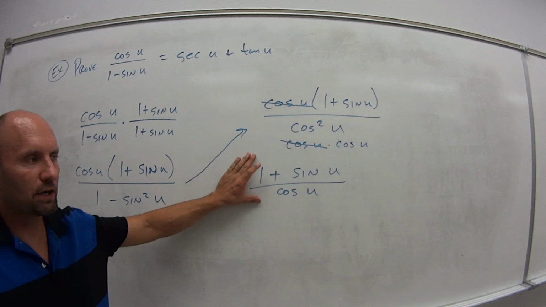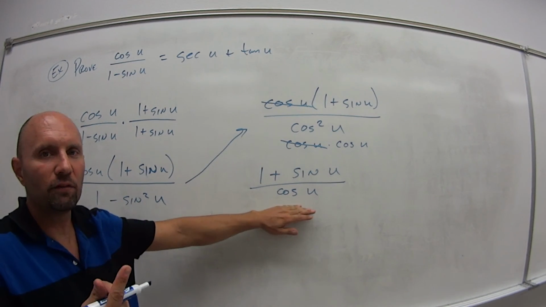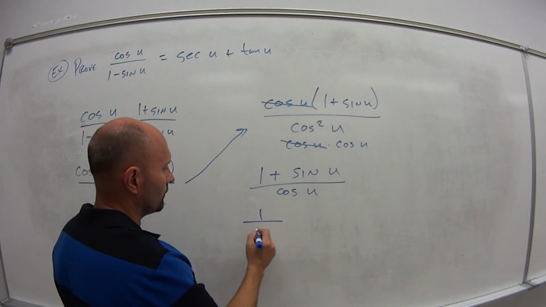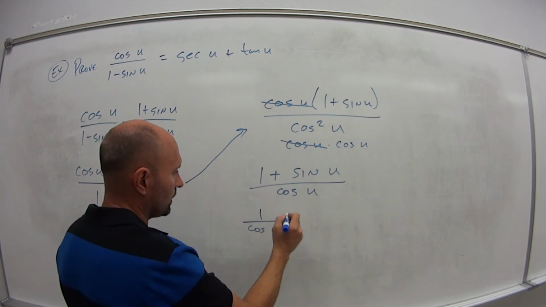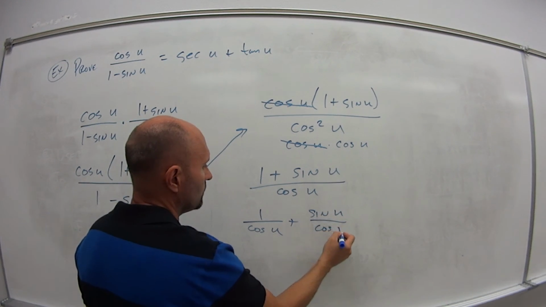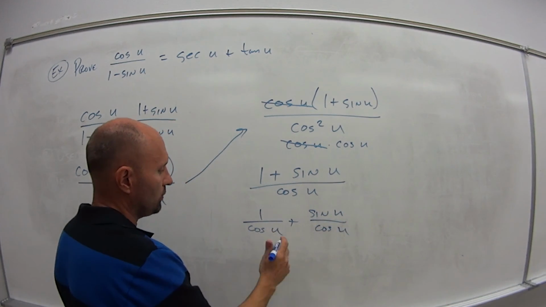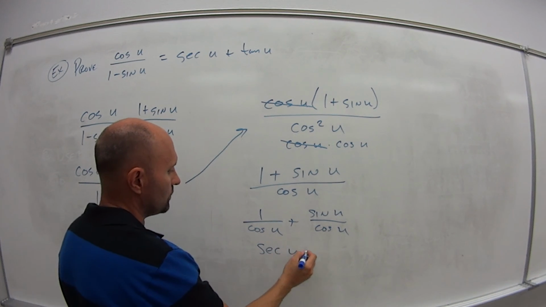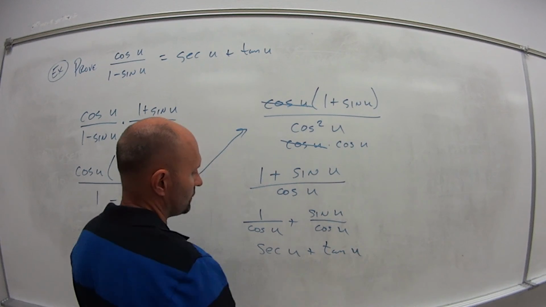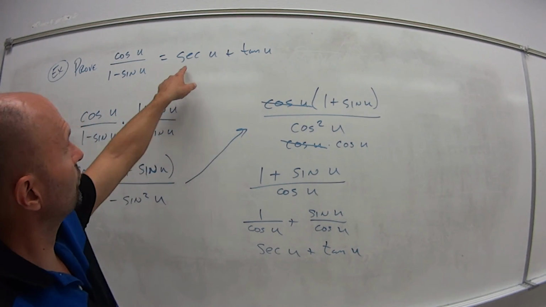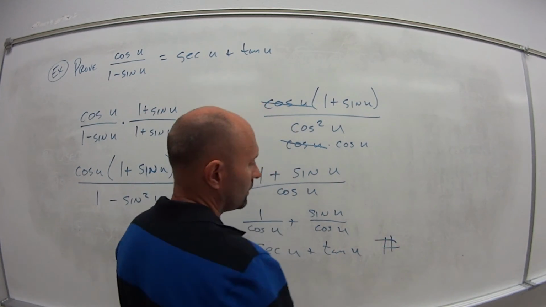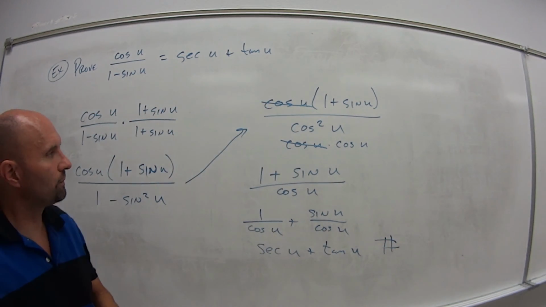So now I have a fraction. And as long as I have just one piece in the denominator, I can separate the both over that piece, right? So 1 over cosine of u plus sine of u over cosine of u. 1 over cosine of u is what? That's secant of u. Sine over cosine is what? That's tangent of u. What am I trying to prove? I'm trying to prove that it's equal to secant of u plus tangent of u. So again, we are done with that proof.